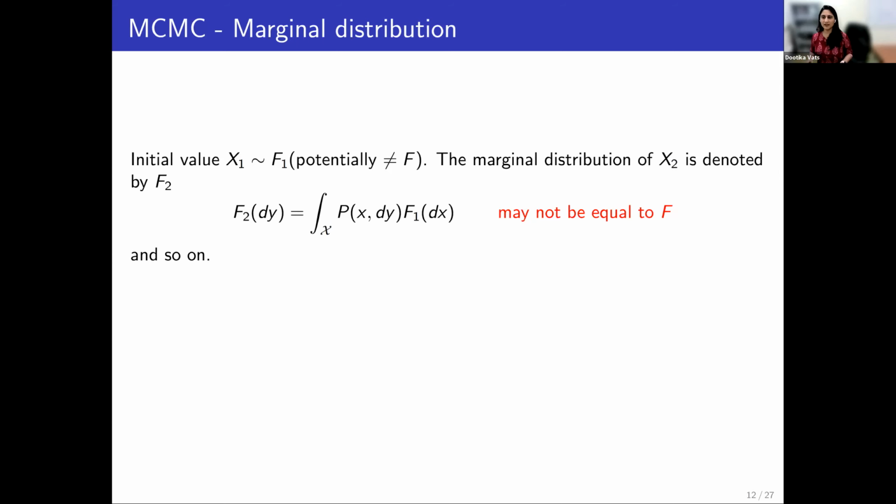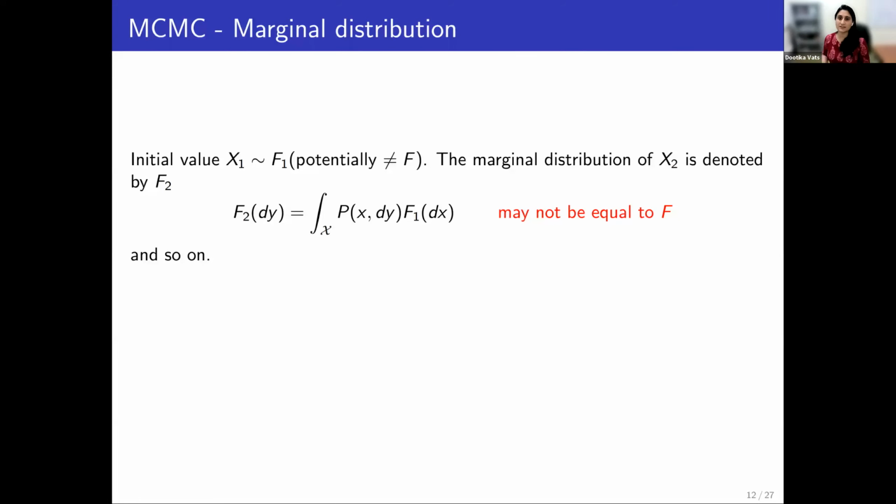Not sampling from f. Then the question is, I have the conditional distribution of x2 given x1, but what is the marginal distribution of x2? So the marginal distribution of x2 is the fact that we're starting from f1, right? Integrating over all possible choices that I could have started from f1, and then moving from this chosen x to any of the y's, right? That is the marginal distribution of the realization x2 as the Markov chain moves. And this f2 may not be equal to f.